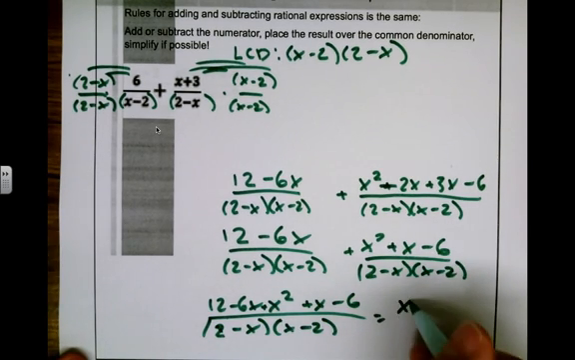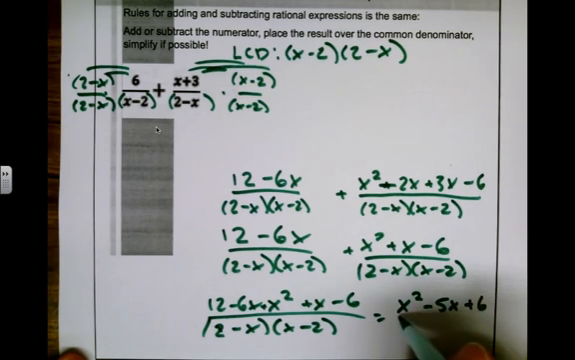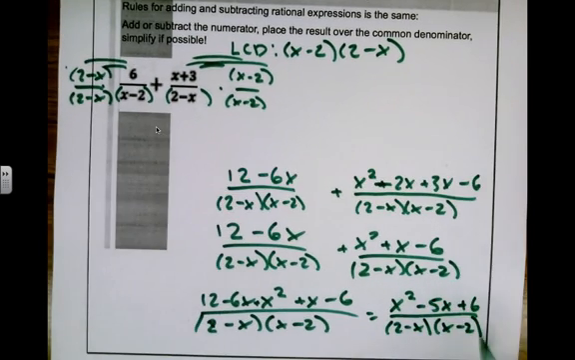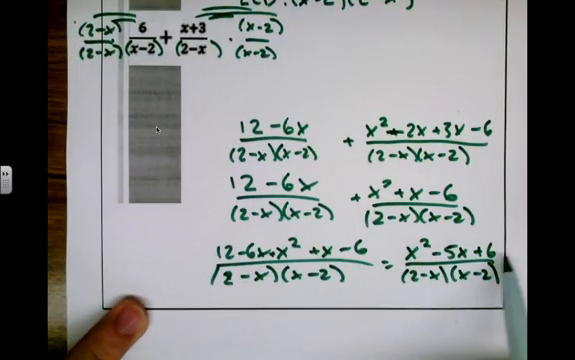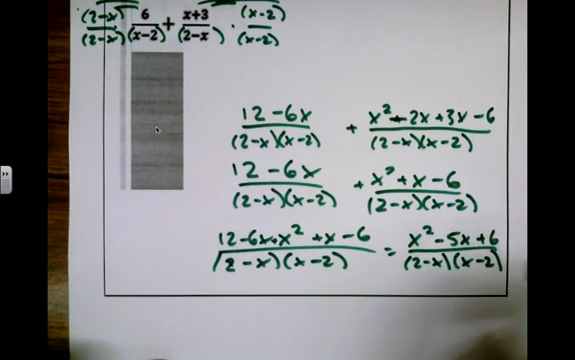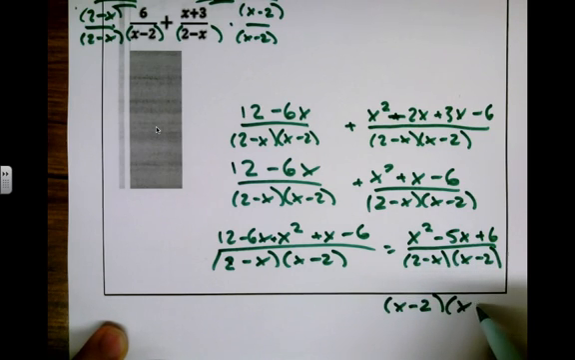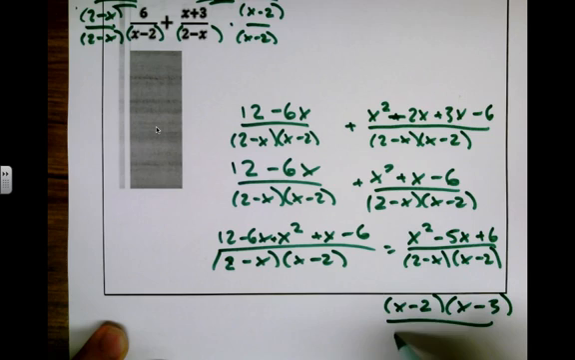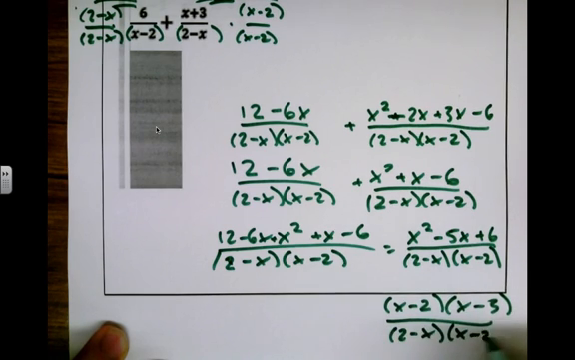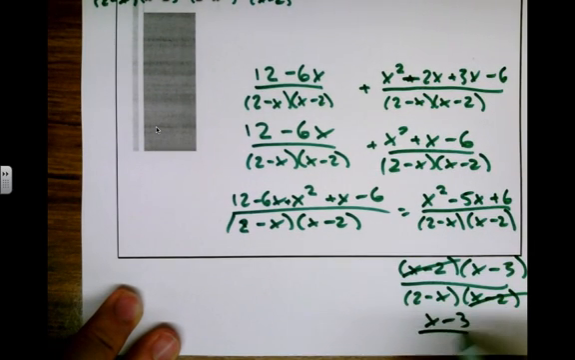Alright, combine all of our like terms. What that gives us is x squared minus 5x plus 6 all over my 2 minus x and x minus 2. But now I'm going to see if I can simplify, and in this case I can factor the top, and that's kind of why we left the bottom the way it is, because we want to see if we can simplify all the way in the end. So we'll reduce that to x minus 2, x minus 3, all that being over 2 minus x, x minus 2. If I notice, those two things cancel out. What that ultimately gives me would be x minus 3 over 2 minus x.